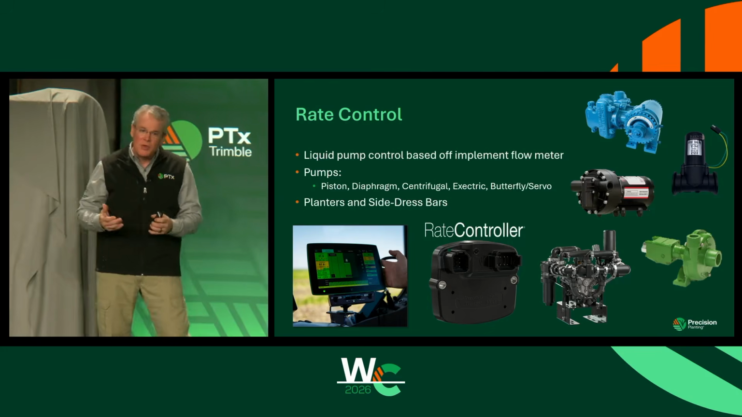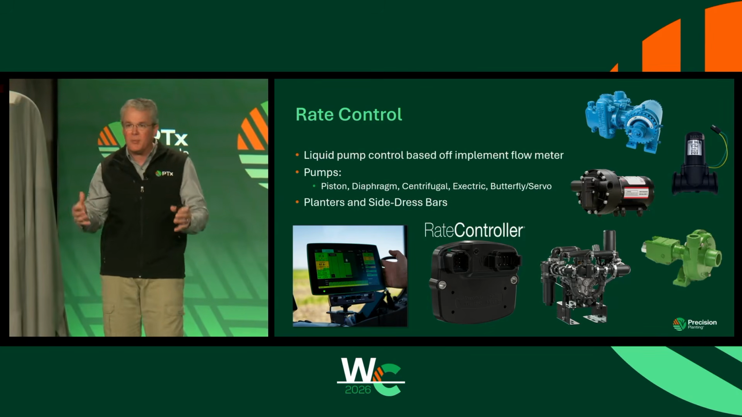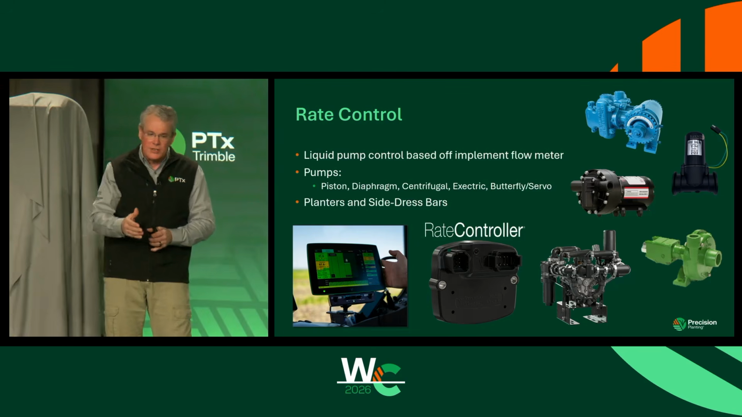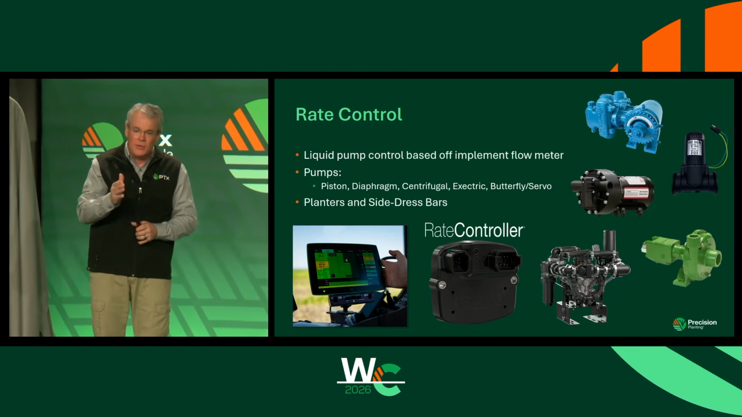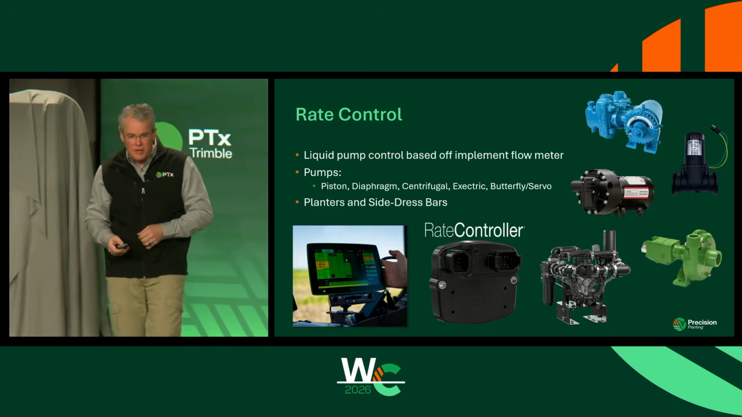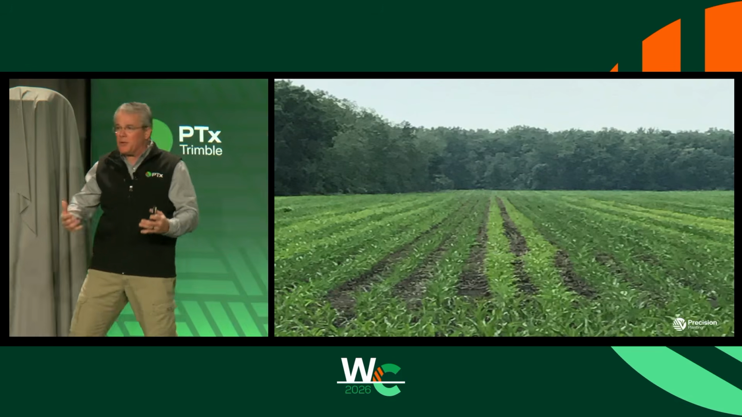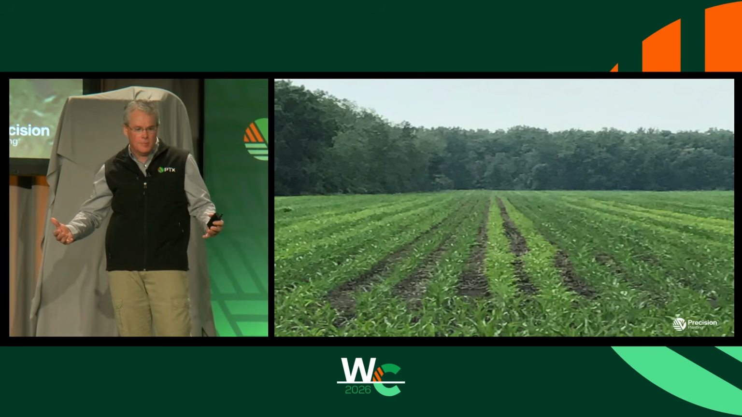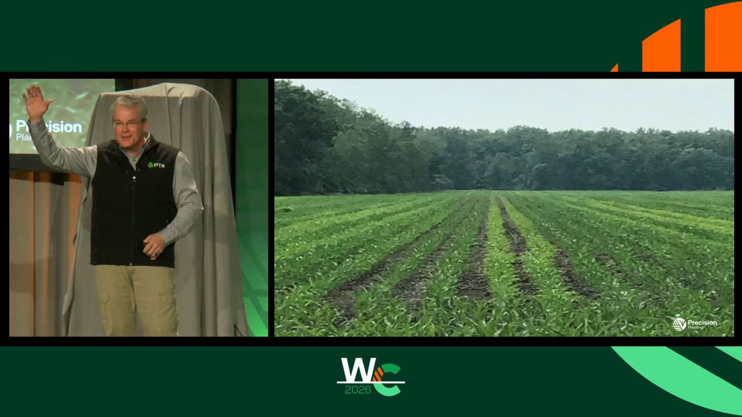So a few years ago, the engineers designed a rate module to be able to control a pump on a planter. We can apply liquid. And just this year, they've developed the software to be able to do any pump on the market, including a servo valve, a butterfly valve. And so now we can get the right rate per acre, right? But what happens when we see this? Any of you ever see this in your fields? Never, right?